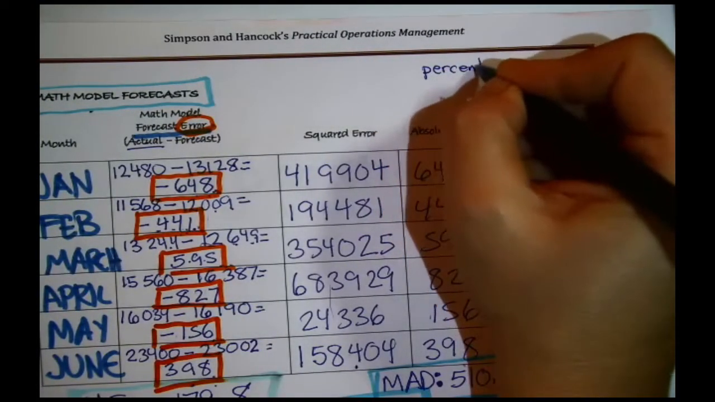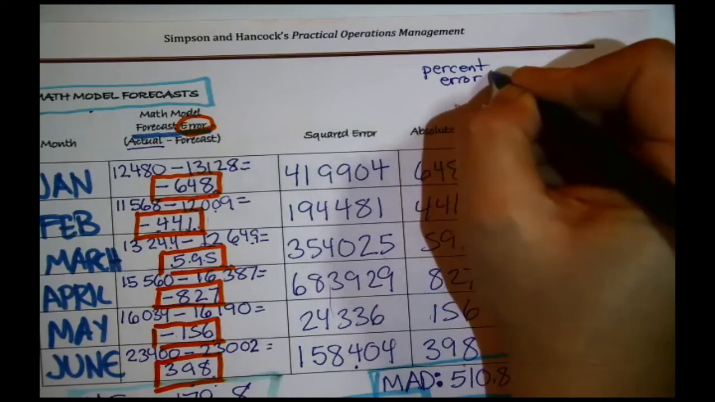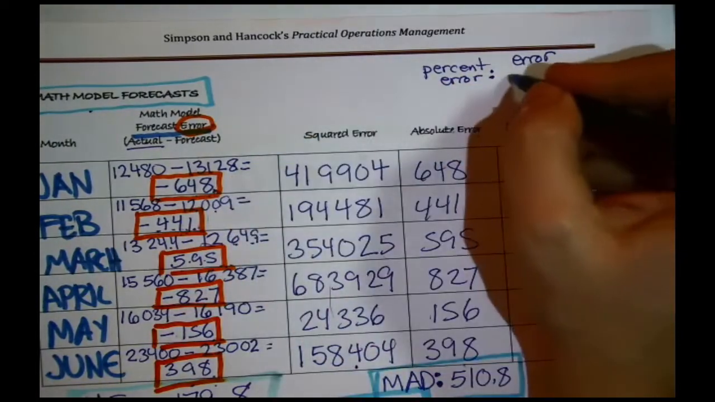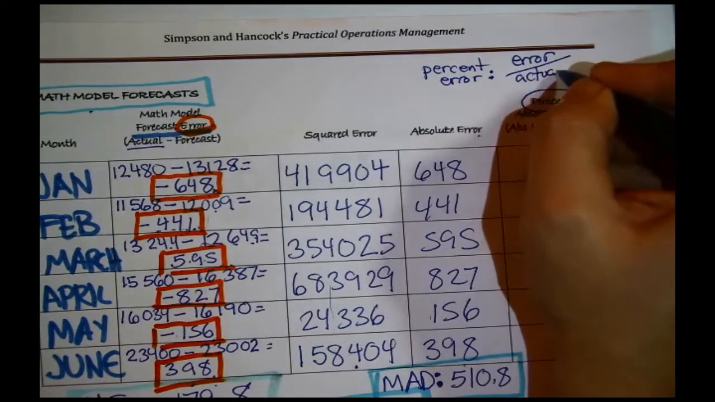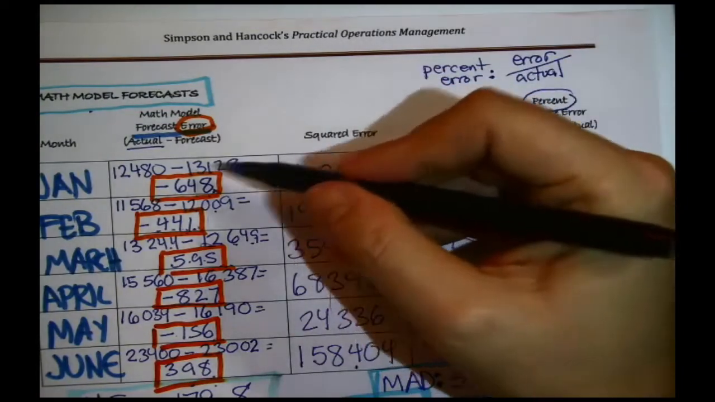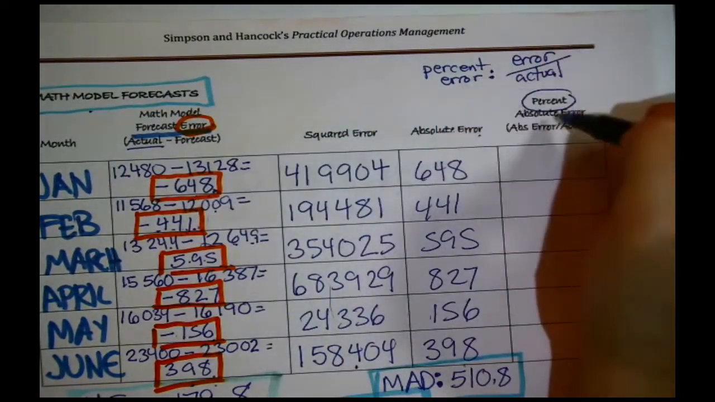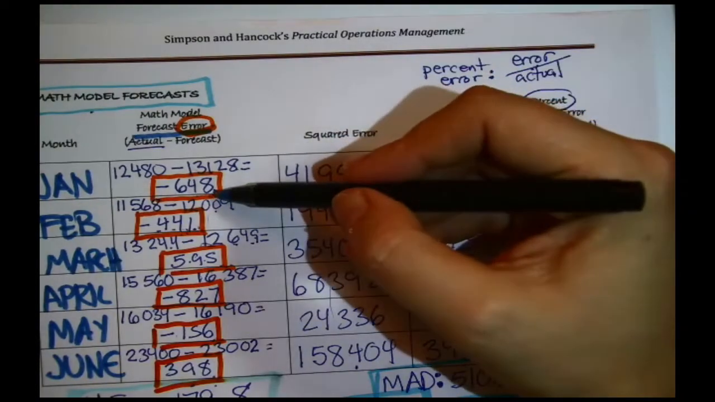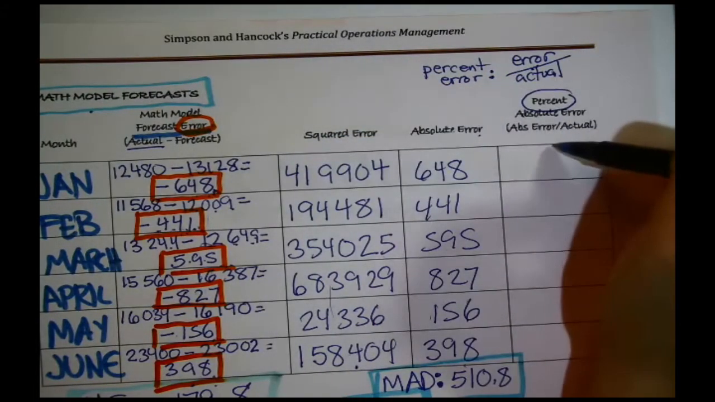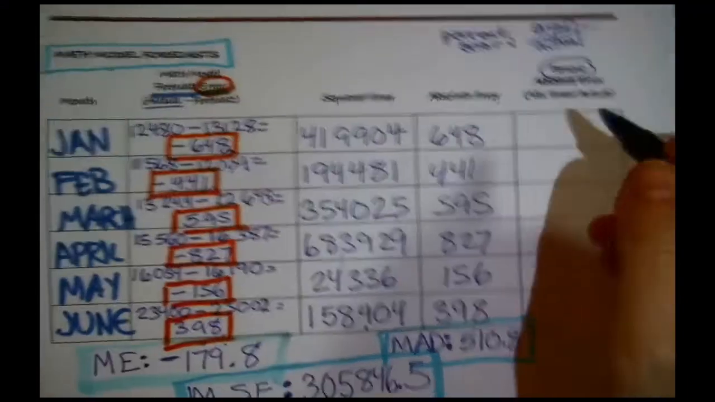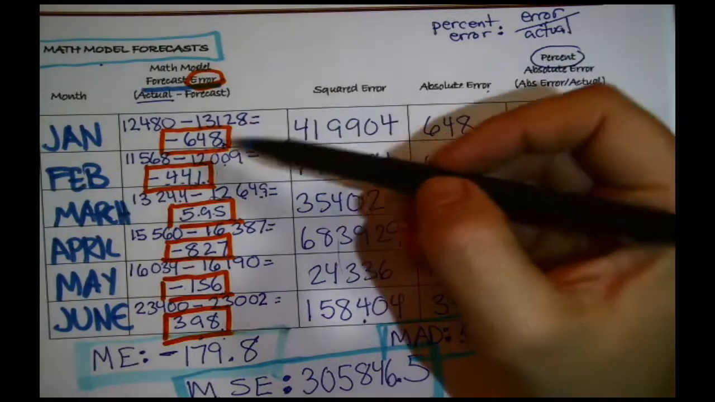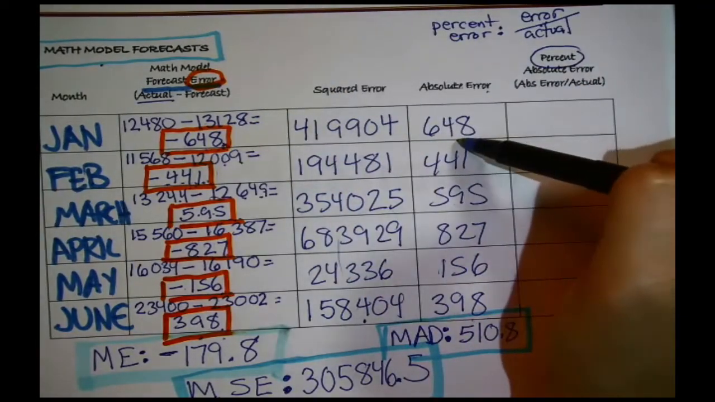A smaller issue is percent error. Percent error is the actual error, like what I boxed in orange, divided by the actual, meaning what actually happened. Oh, so absolute percent error is exactly that, except if it comes out with a negative sign, right? Because the error was originally negative, you just drop the sign. So, in the case of January, what was the percent absolute error? You take the absolute error, well, that's 648, and you divide it by the actual.